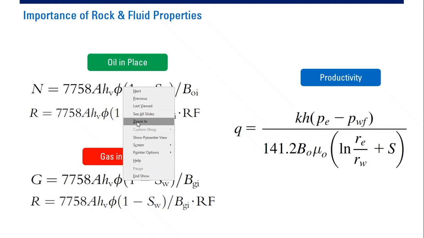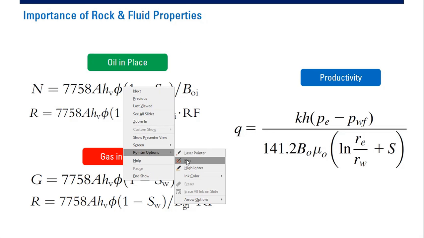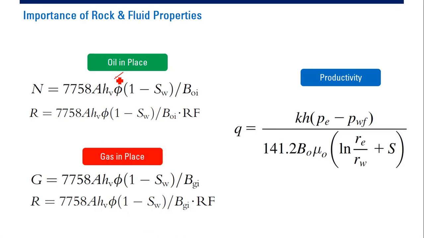The property is very important to determine the in place or productivity. For example, porosity, a rock property, will govern the oil in place, and also the saturation is very important. And for gas also, porosity is very important, and saturation is very important. This is for oil in place or gas in place.